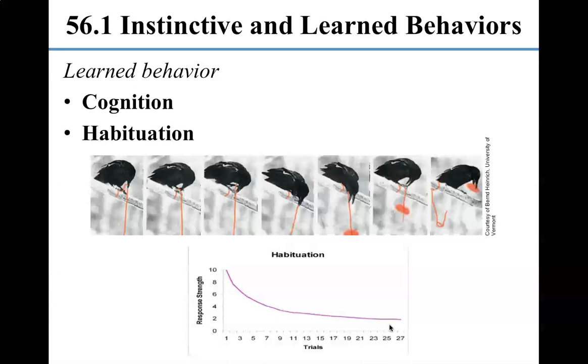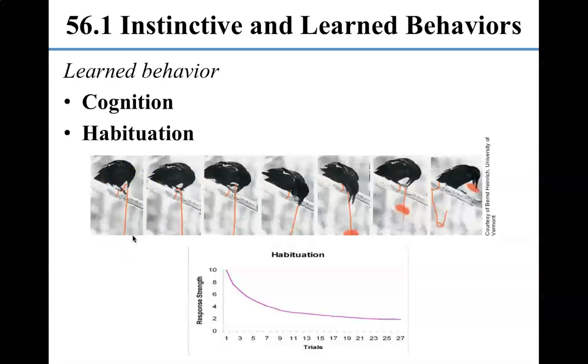So a famous example of this is with ravens. Here there's a raven, and they tie a string to this stick, and at the other end of the string is some food. The raven can't get the food because it's hanging from the string.